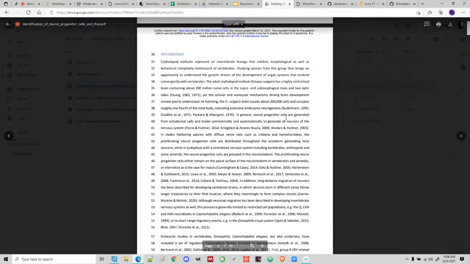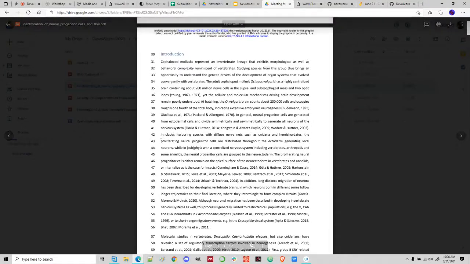In general, neural progenitor cells are generated from ectodermal cells and divide symmetrically and asymmetrically to generate all neurons of the nervous system. So this ectodermal cell is part of the three germ layers that you would see. And then this is the germ layer from which all these cells arise. They divide in these different ways and they generate neurons.